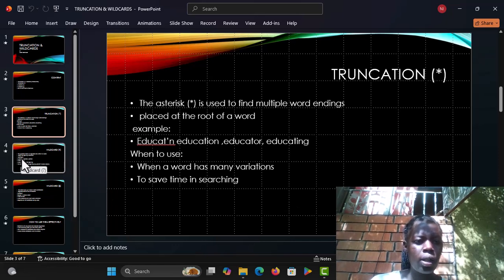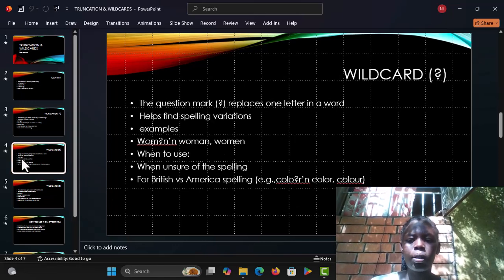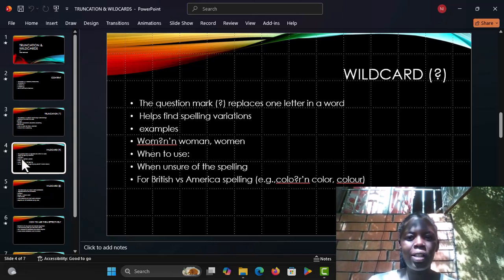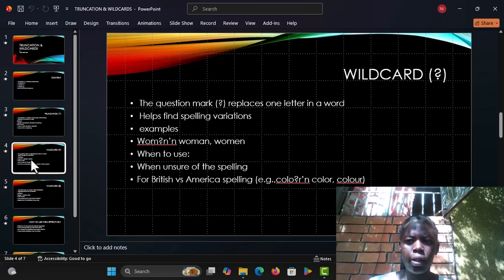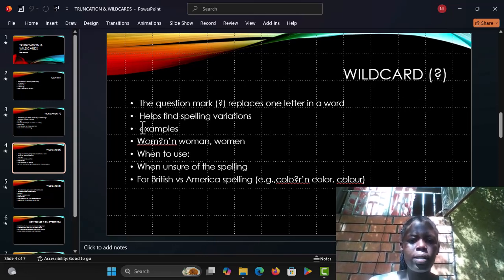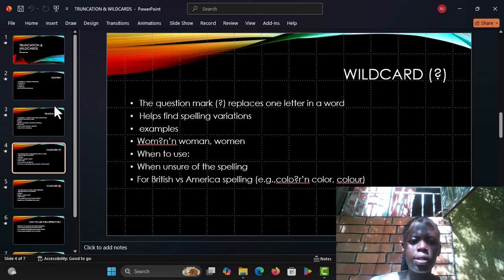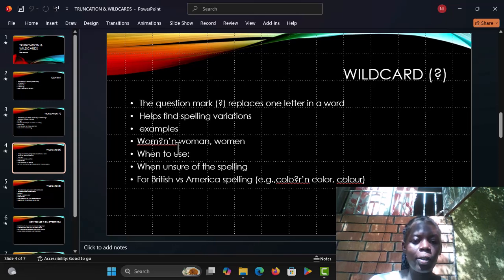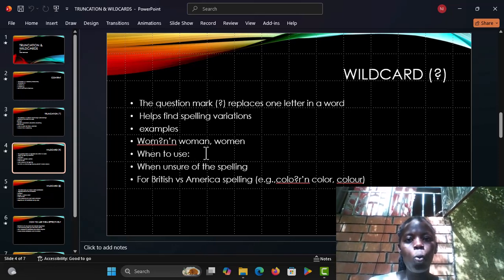So we shall go to the next one, which is the wildcard. I usually call it the wildcard when it is wildcard actually. So it has a symbol which is the question mark. So in its details, the question mark, which is its symbol, replaces one letter in a word, and helps find spelling variations. Example, woman. Woman is like between M and N there is a question mark. So in actresses you can write it as woman with A or women with E.